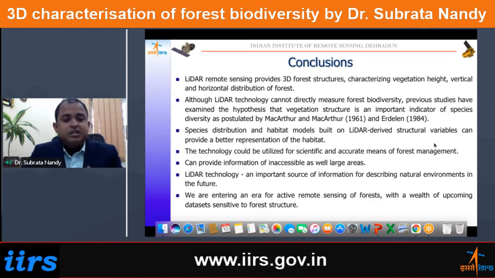And as I mentioned, now we are getting freely available data from two space-borne missions, ICESat-2 and GEDI. So we are basically entering into an era of active remote sensing. Here I am specifically mentioning LiDAR only. So we are entering into an era of active remote sensing of forests with a wealth of upcoming data sets which are very sensitive to forest structure.